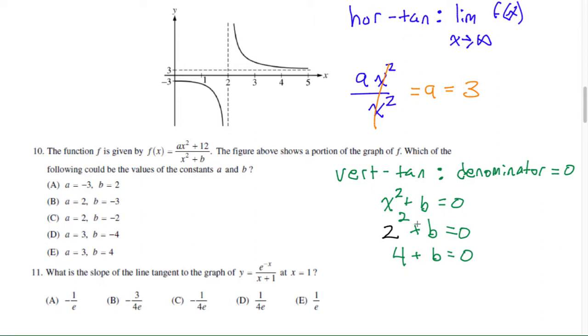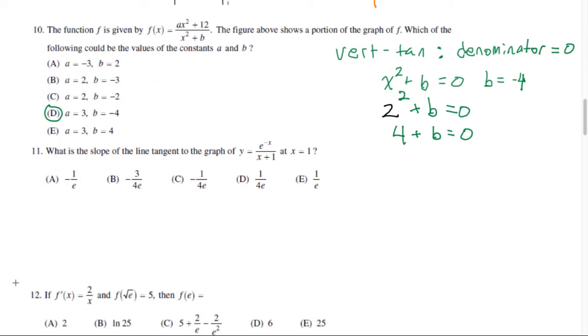And then from there, that means b must be? Negative 4. Which means a plus b, which is... Oh, wait, sorry, it doesn't ask for a plus b. It's just asking for what is a, what is b. Sometimes they add them. Which means a is 3 and b is negative 4. The answer is D.